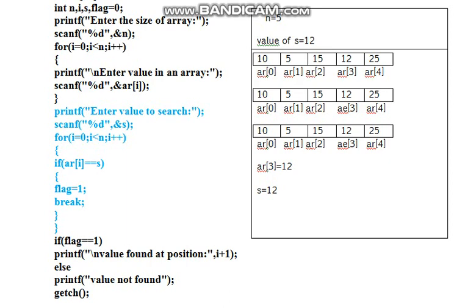According to the array, this is index 3. But according to a human, this is the 1, 2, 3, 4th value. So i is 3, 3 plus 1 is 4. Value found at position 4.